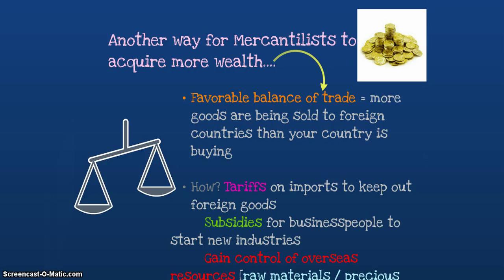Another way is tariffs, which were taxes on imports, and they were used to keep imports out. So that's another way to make sure that you are keeping more of the resources and more of the money within your country. Subsidies were also used for business people to start new industries. Subsidies are tax breaks for people who are trying to start new businesses. It was also important to gain control of new overseas resources, like raw materials and precious metals, as it says at the bottom there. So basically, mercantilism is the idea that your country needs to be the wealthiest country, and the ways to do that are to get more stuff, spend less money, or make sure you're selling the most stuff.